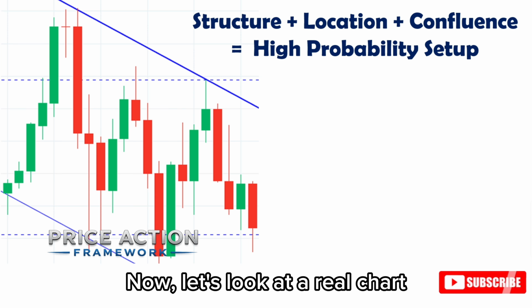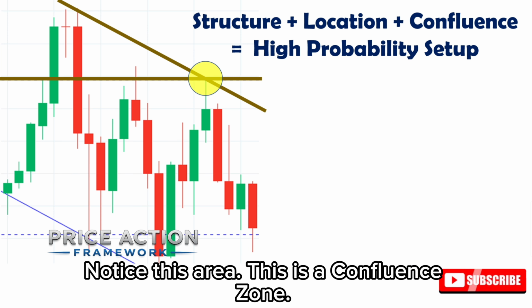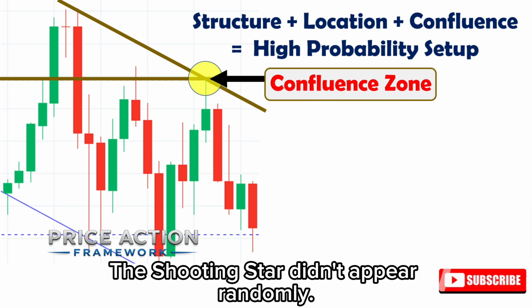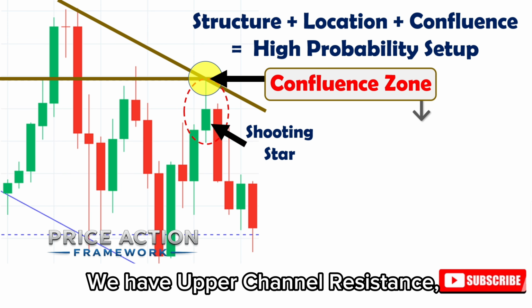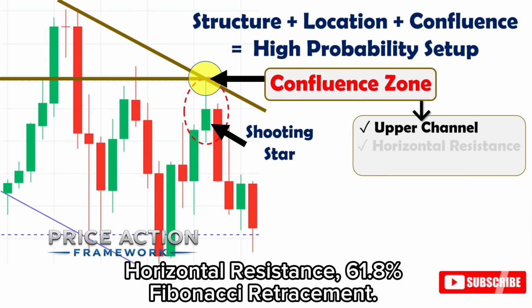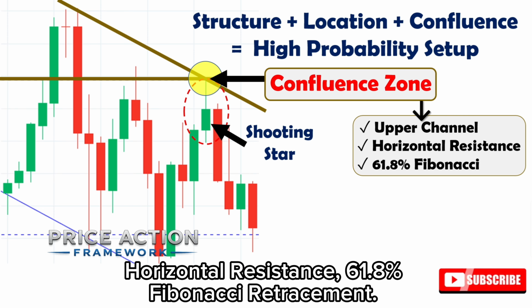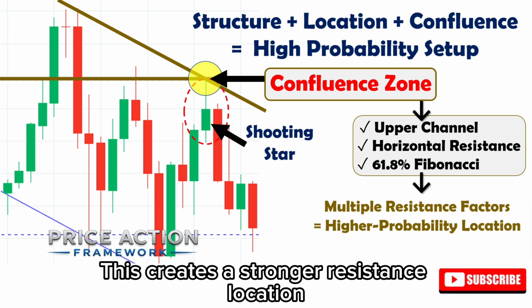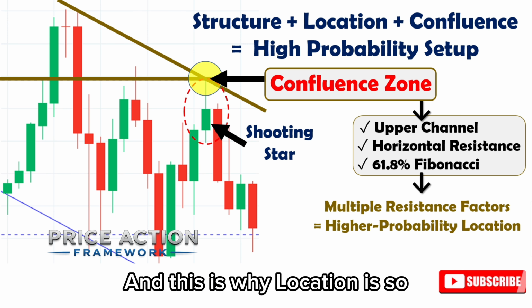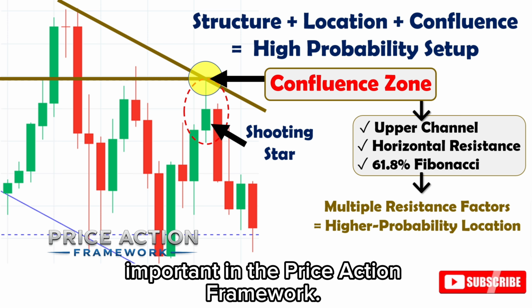Now let's look at a real chart. Notice this area. This is a confluence zone. The shooting star didn't appear randomly. It formed exactly where multiple resistance factors came together. We have upper channel resistance, horizontal resistance, 61.8% Fibonacci retracement, all overlapping around the same price area. This creates a stronger resistance location, and this is why location is so important in the price action framework.